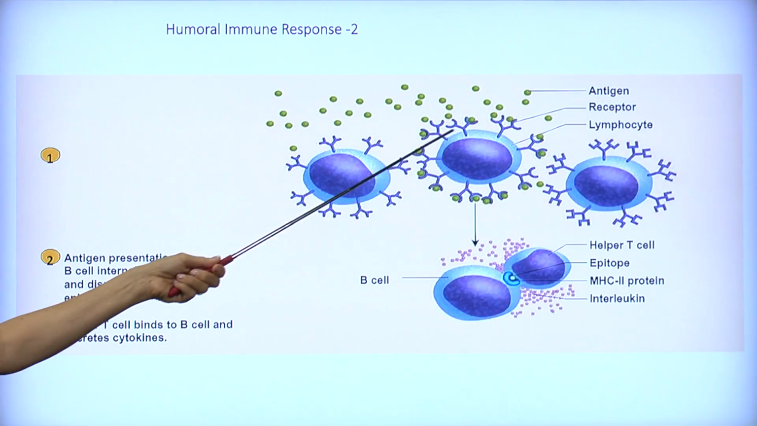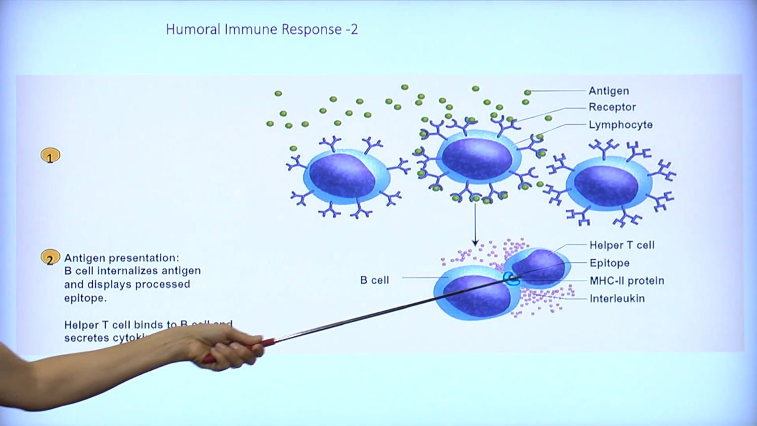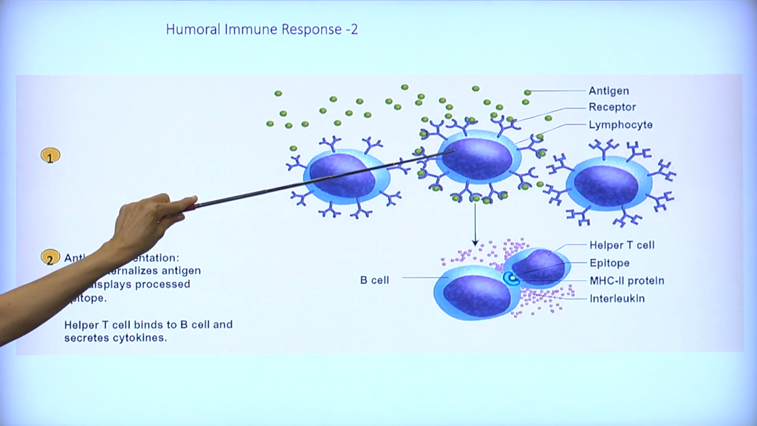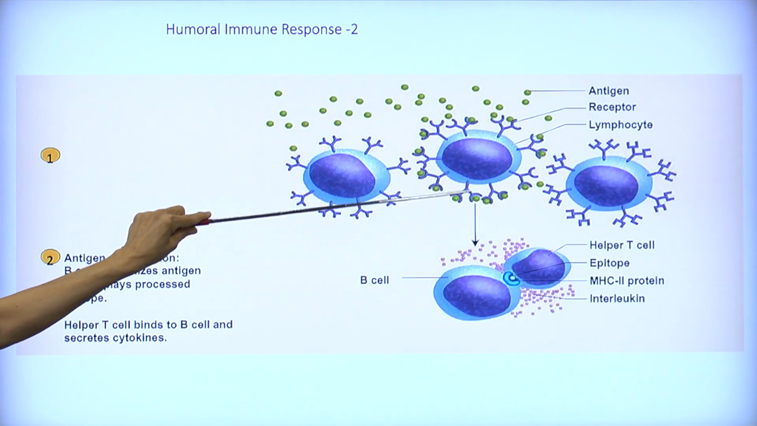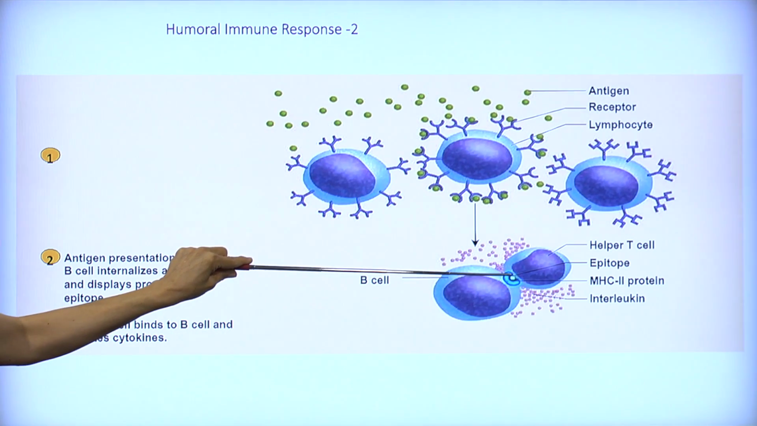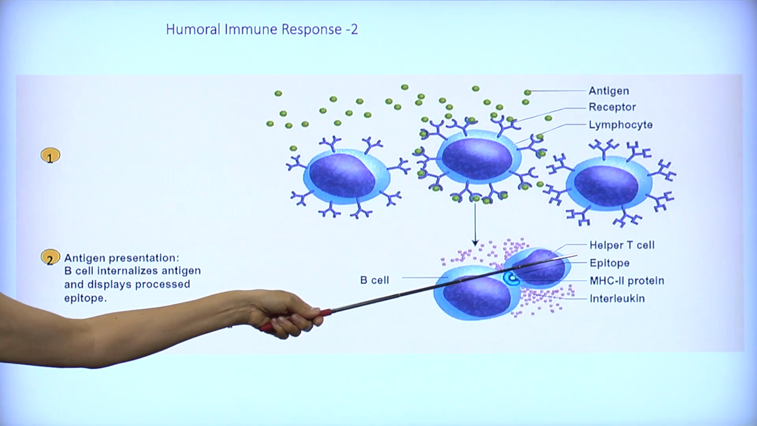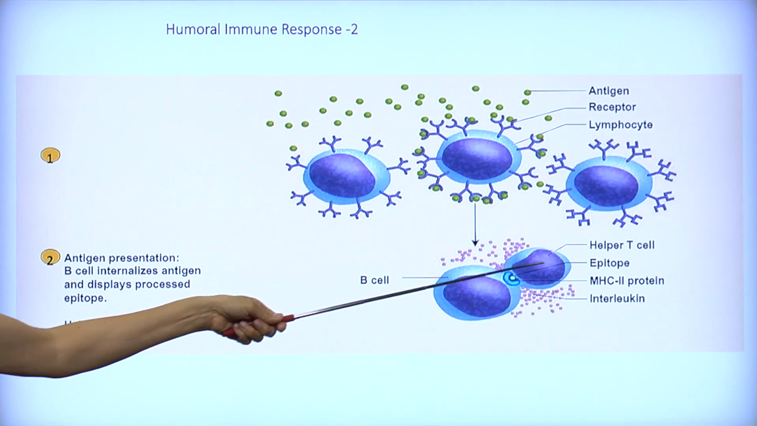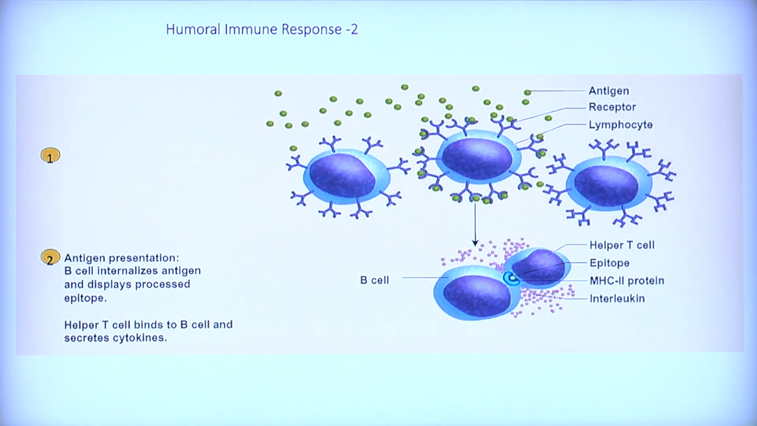Once it attaches to it, the helper T cell will come along. Why? Because now the B cell has processed part of the antigen, and is going to present it on MHC class 2. There's the antigen, and now the helper T cell is attracted. It knows it needs to come and stimulate the B cell.